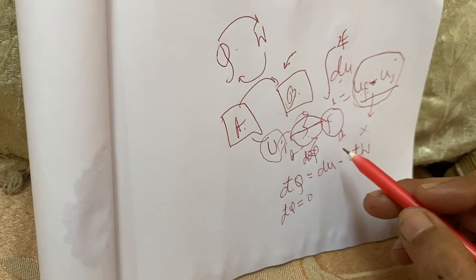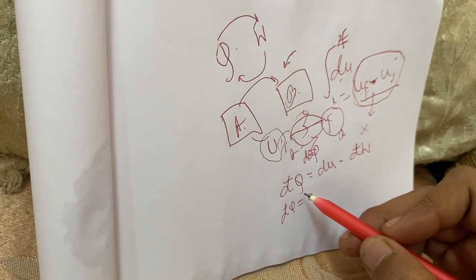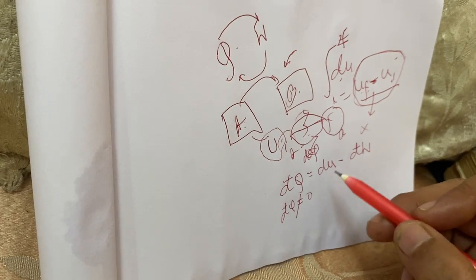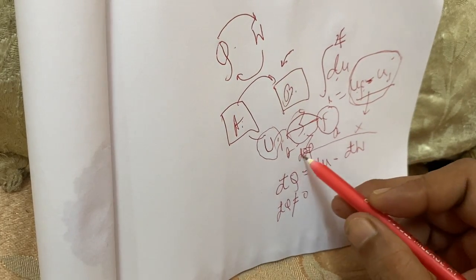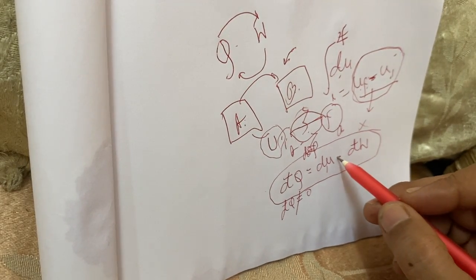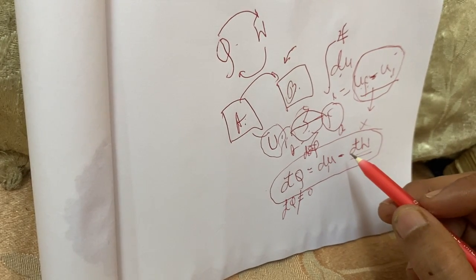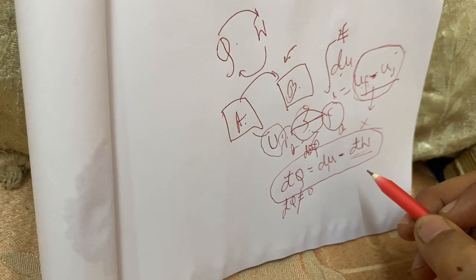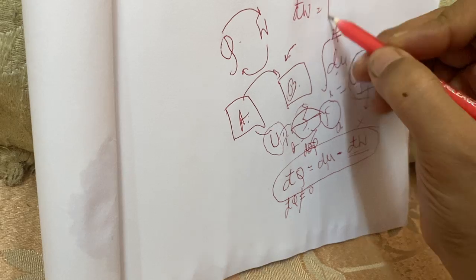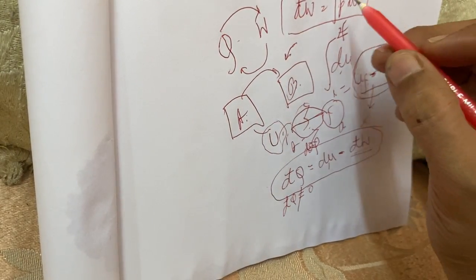That means internal energy change is equal to the work done, but in case of non-adiabatic work dq is not equal to 0. So, there must be a heat exchange between system and surroundings, and we get the equation dq is equal to du, internal energy change, minus work done. In some books you will find dq is equal to du plus dw, where dw is defined as pdv, but I have used dw is equal to minus pdv.